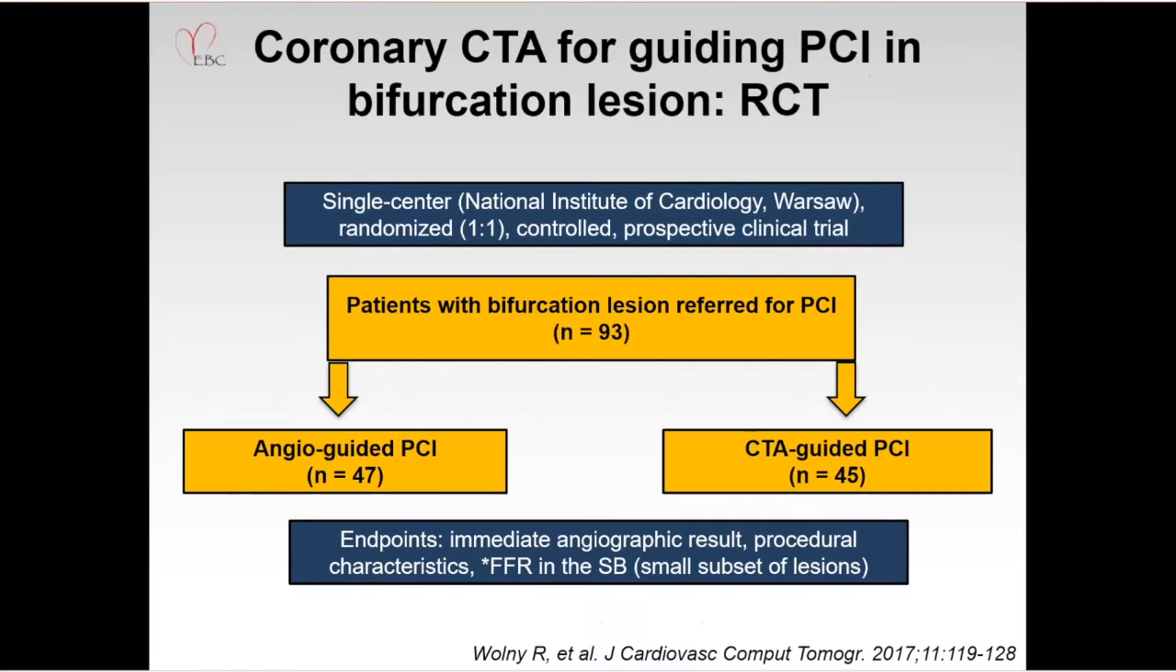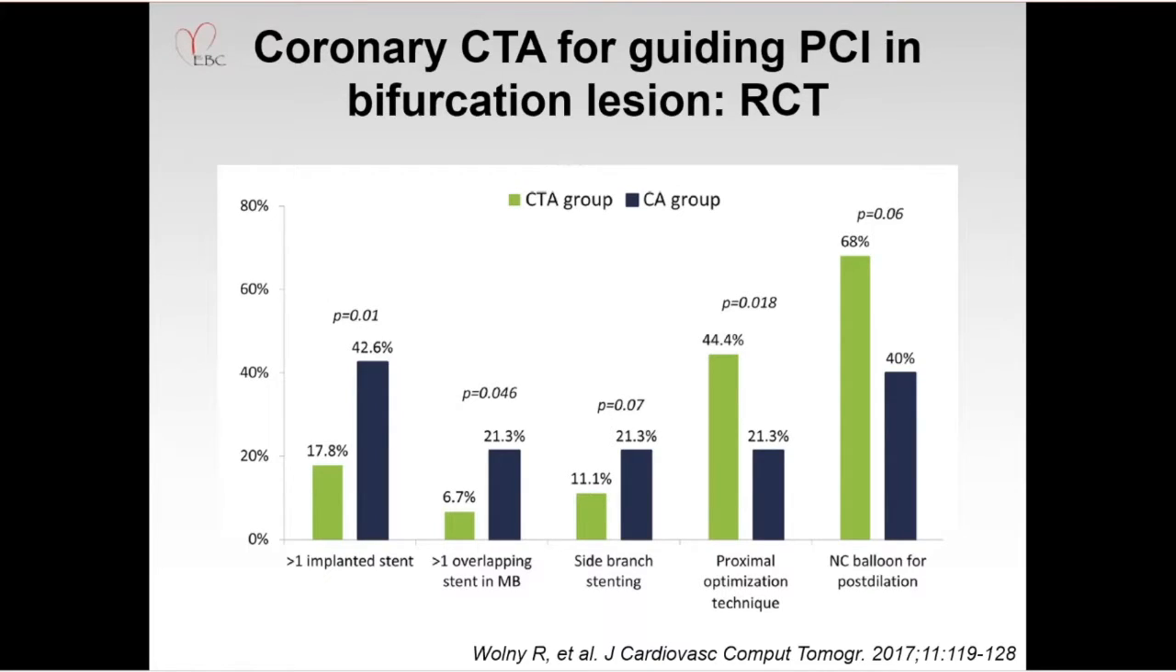So what data do we have to justify the uptake of coronary CT for guiding bifurcation PCI? Well, the concept of CT-guided PCI for planning bifurcation intervention was first explored in our center in a prospective randomized clinical trial, which randomized 93 patients with bifurcation lesions to either angiography or CT-guided PCI. Interestingly, the CT-guided approach resulted in a lower number of implanted stents, both in the main vessel and the side branch, as well as a higher frequency of non-compliant balloon post-dilatation.